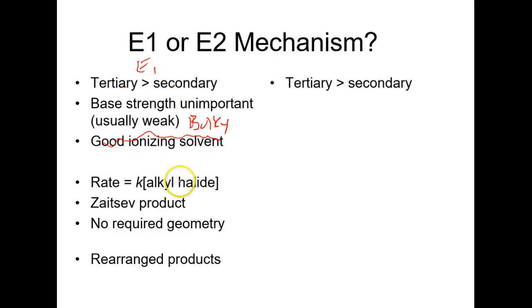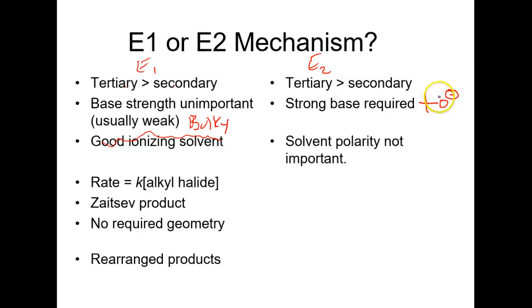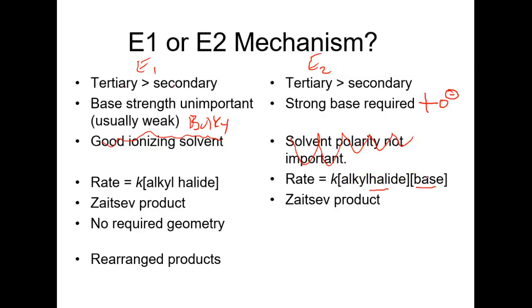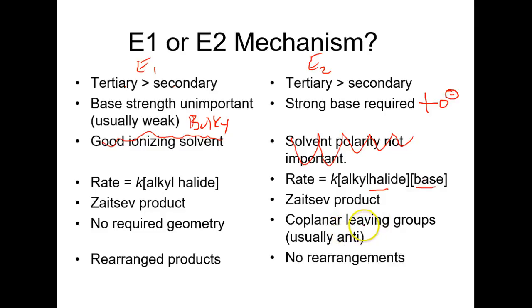Rearrangements can occur. For the E2, notice you still want tertiary because you want bulky. Base strength, you want a strong base, but a bulky strong base. In this case, you'll want something like that, butoxide. Okay, solvent, don't worry about that. Rate, remember, is dependent on both concentrations, Zaitsev's products. Coplanar, you want these to be anti of each other. And there are no rearrangements.